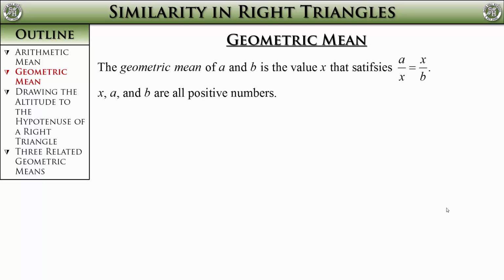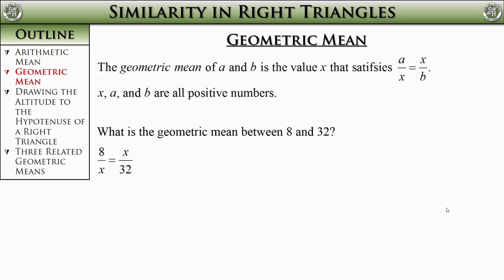The geometric mean of a and b is the value x that satisfies the proportion a over x is equal to x over b. There is the restriction that x, a, and b are all positive numbers, which is fine, especially in geometry where we don't deal with negative distances and such. So if we wanted to find the geometric mean between 8 and 32, we set up the proportion 8 over x is equal to x over 32.